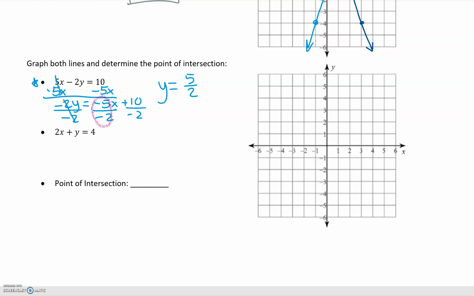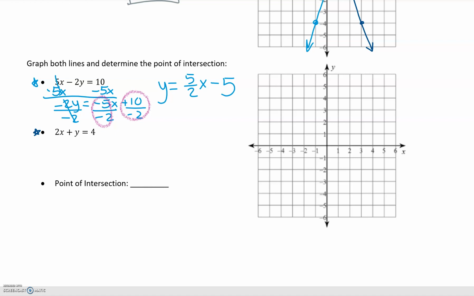Please don't change it to a decimal. We don't want to change these fractions to decimals because it's going to tell us how much we rise over how much we run. Okay, so we've got our x next to the 5/2, and then 10 divided by negative 2 is a negative 5.